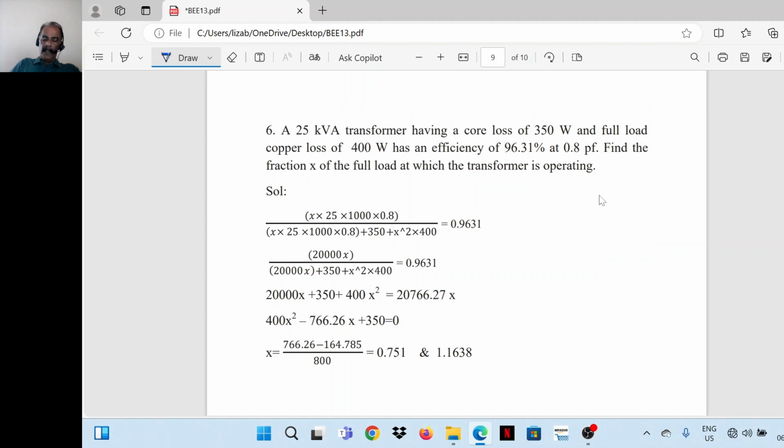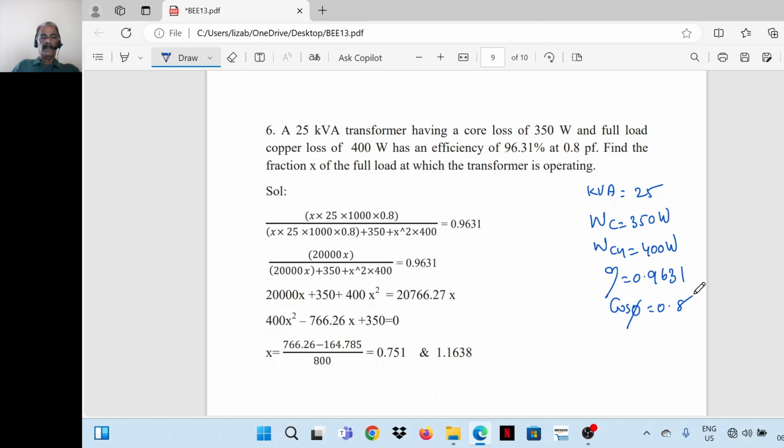Then a 25 kVA transformer, kVA is 25, core loss of 350 watts and full load copper loss 400 watts, has an efficiency of 96.31%, 0.9631, at cos phi is equal to 0.8. Find the fraction x of the full load at which it is operating.